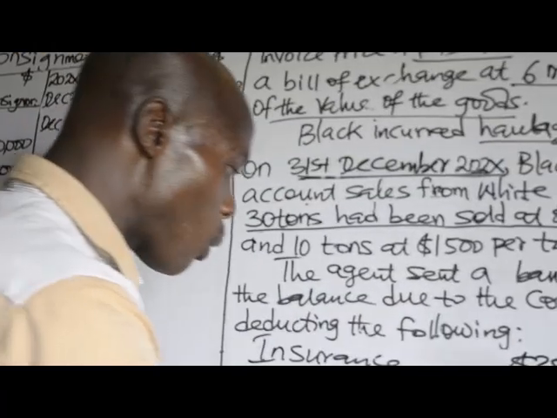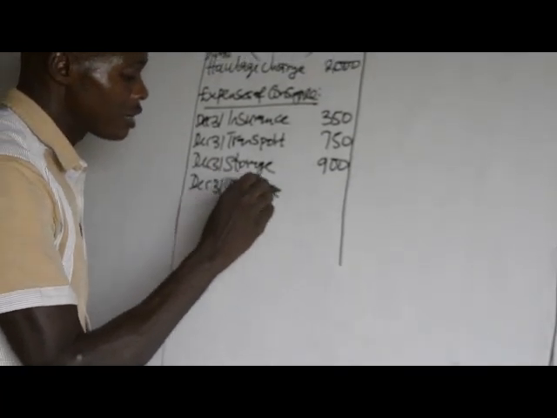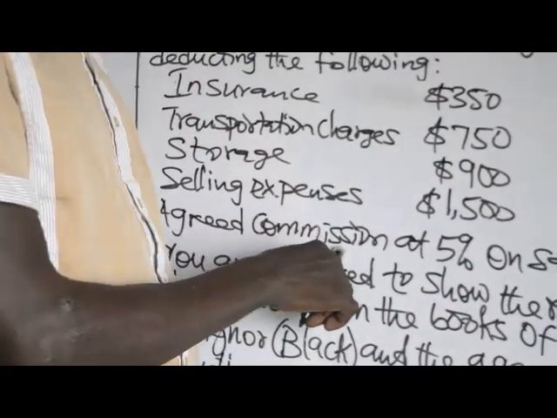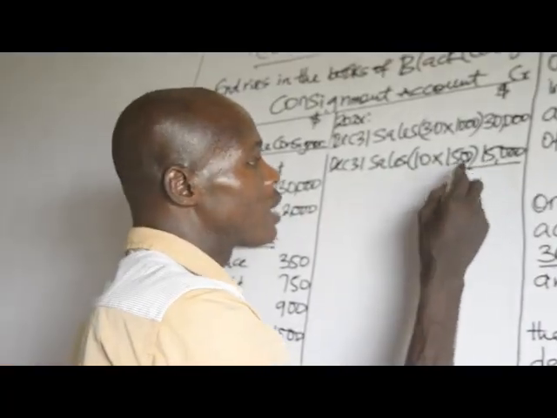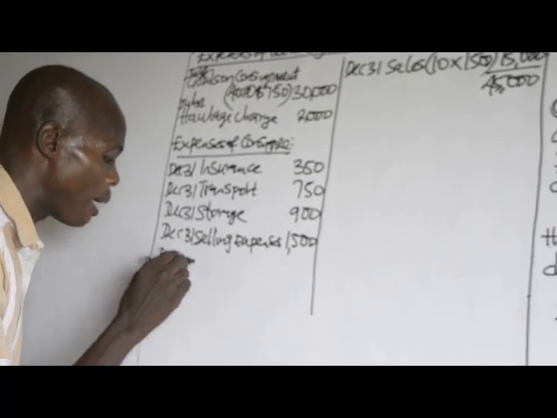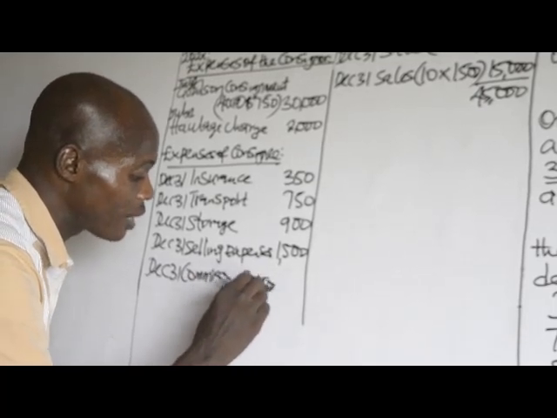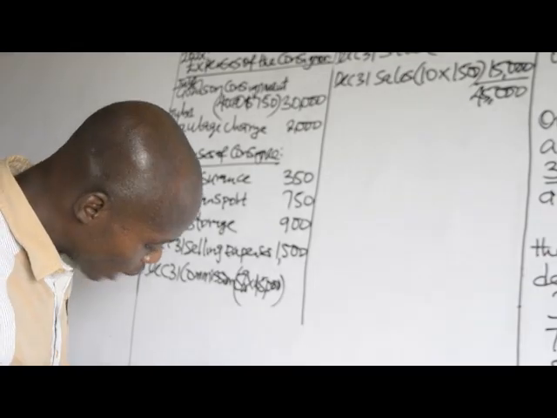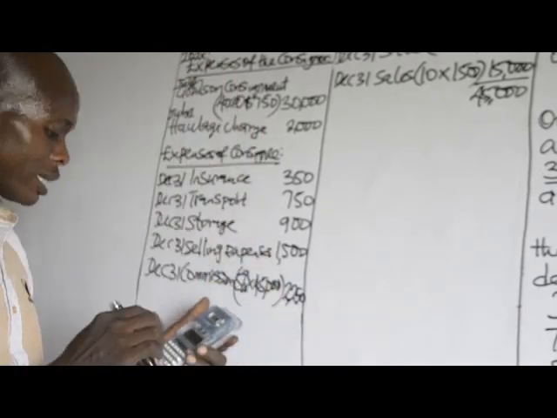Then we have selling expenses of $1,500, December 31st. Agreed commission at 5% on sales. Now, how much is the value of sales? The total sales is 30,000 plus 15,000, that is 45,000. And commission is 5% of sales. So that is 31st December, we have commission of 5% of sales. Our sales is 45,000. Therefore, you have 5% of 45,000, that gives us $2,250.